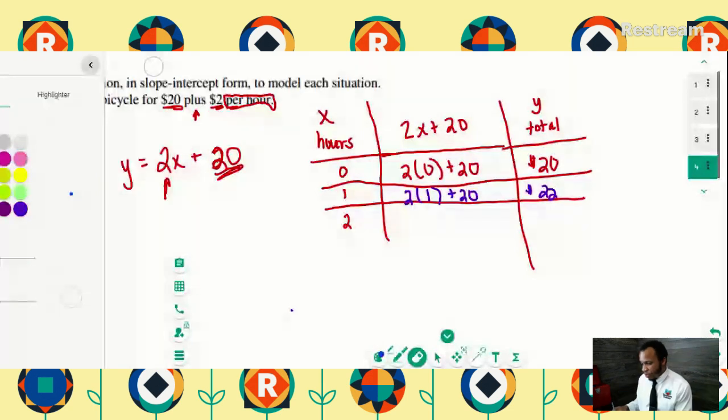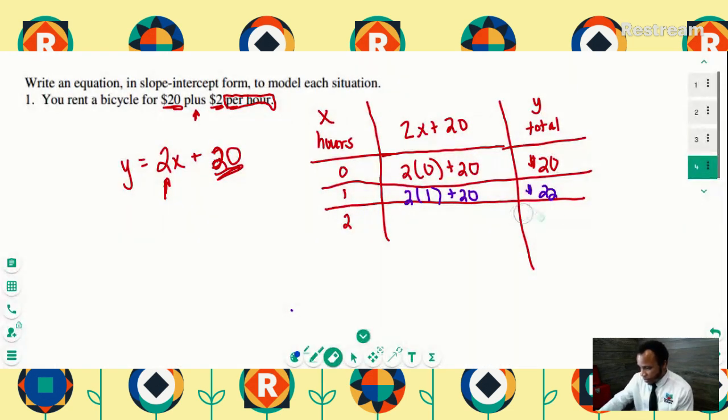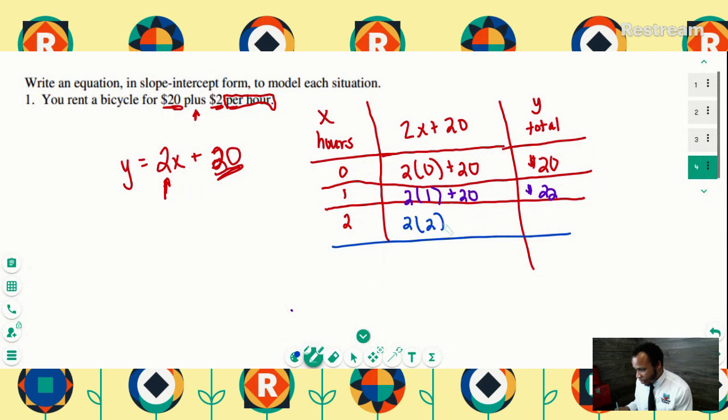Let's see what it would be if you want to run it for a day. So now for 2 hours, you have the $2 fee for the hour. The amount of time is 2 hours plus the 20 that you have to pay just to get the bike. So 2 times 2 gives you 4, plus the 20 gives you a $24 total you have to pay for 2 hours. So now let's say you're going on a trip and you decide to keep the bike for 24 hours.